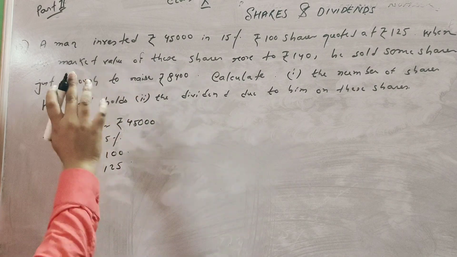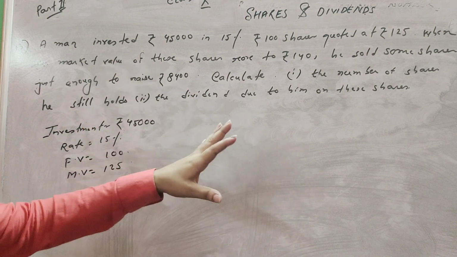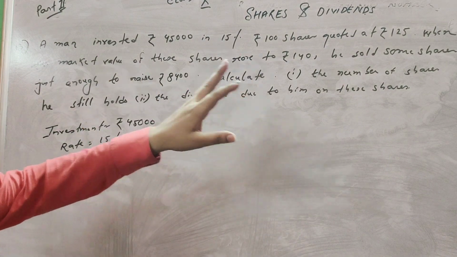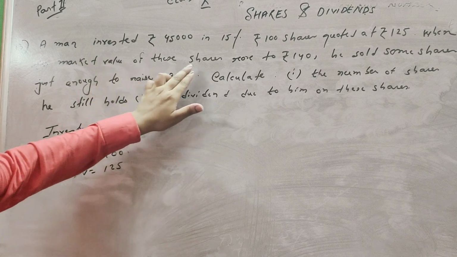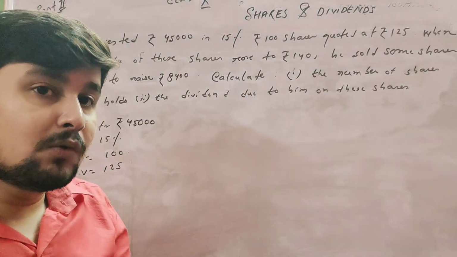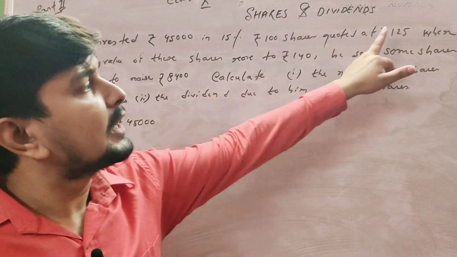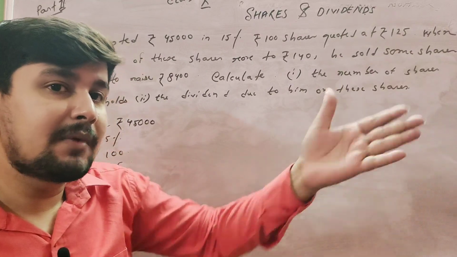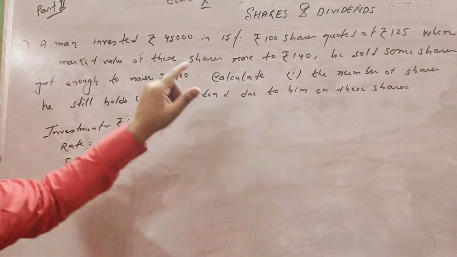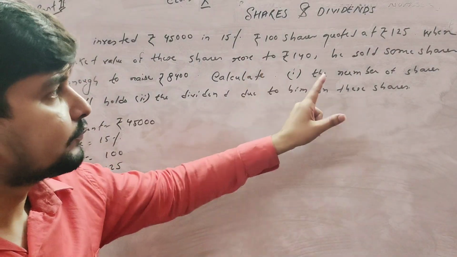125. Clear? When the market value of these shares, this is a totally different question, please see. When the market value of this share rose to rupees 140, that means now the market value again rose up. First of all, the face value is 100 and the market value is 125. Again the market value rises, that means the market value is getting raised to rupees 140.